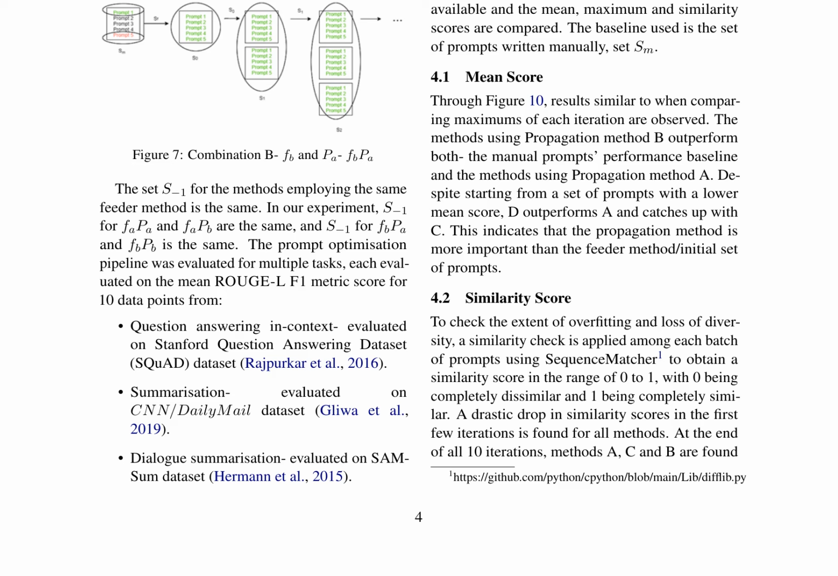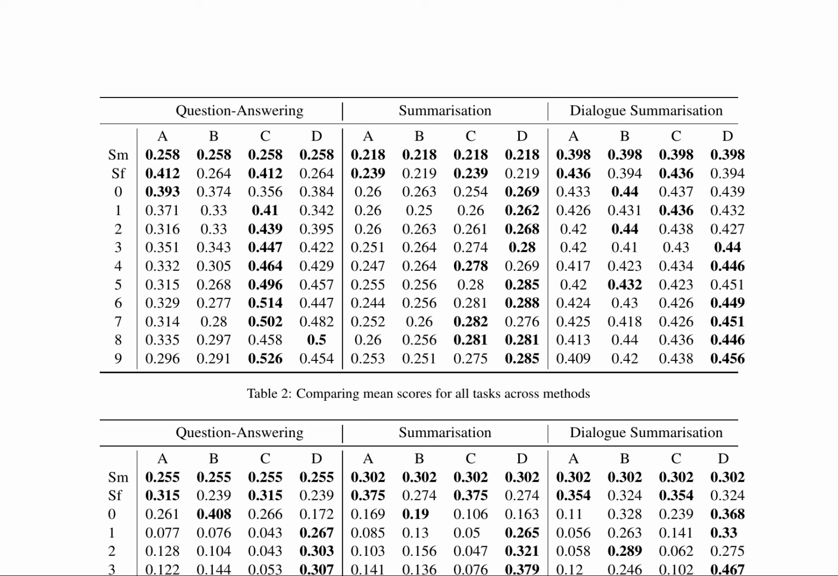The study highlights the importance of the propagation method in optimizing prompt templates and suggests that further exploration of different methods could lead to deeper insights. The research paper emphasizes the significance of establishing rules and metrics for evaluating prompts, particularly in the context of language models. It presents a comprehensive study comparing different feeder and propagation methods for generating prompts, focusing on tasks such as question answering, summarization, and dialogue summarization.